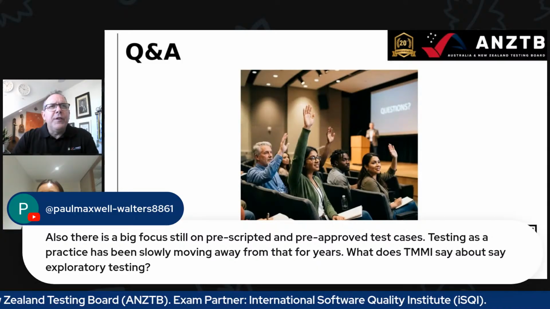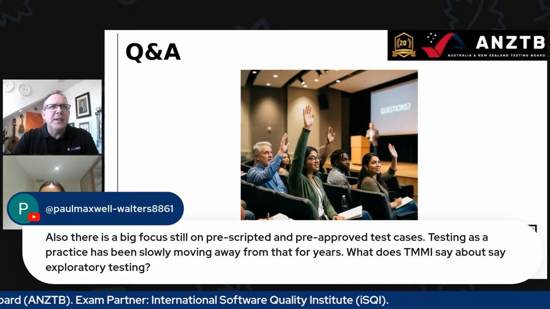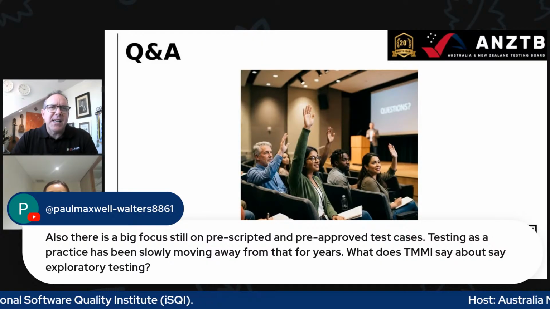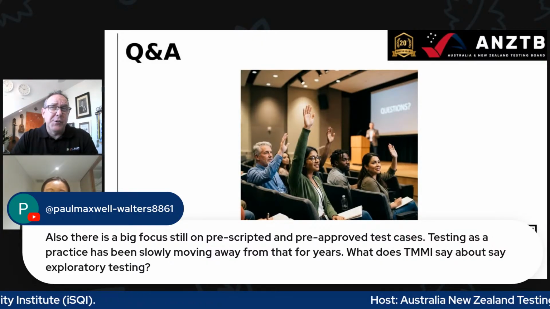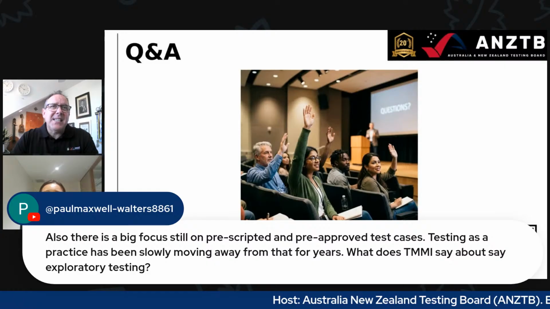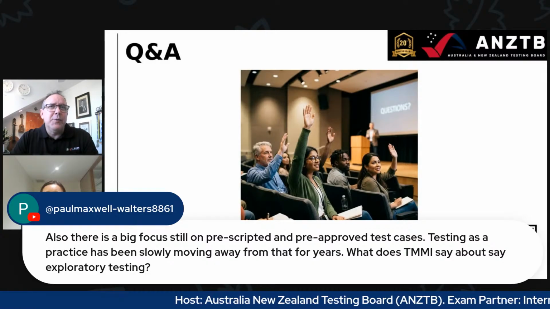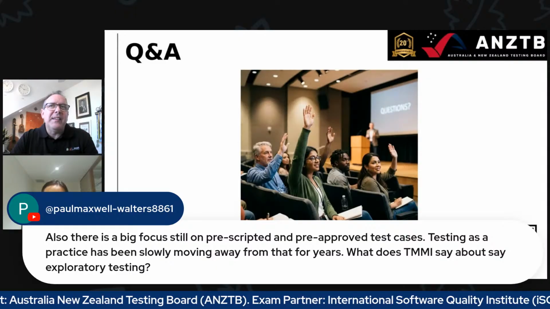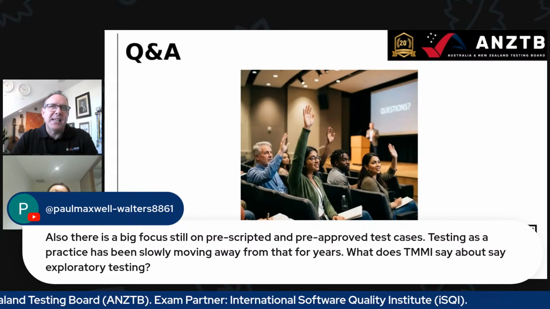And Paul's got a follow-up question. He says, also, there's a big focus still on pre-scripted, pre-approved test cases, like going down the traditional method. Testing as a practice has been slowly moving away from that for years. What does TMMi say about exploratory testing?